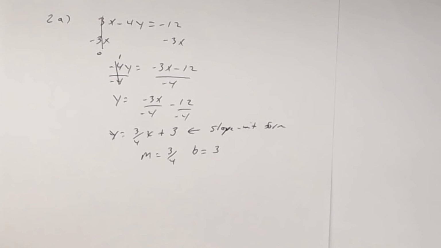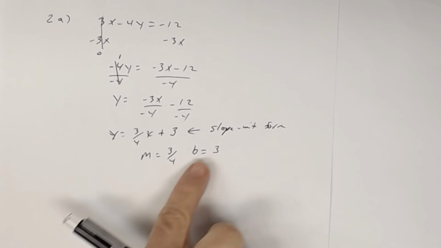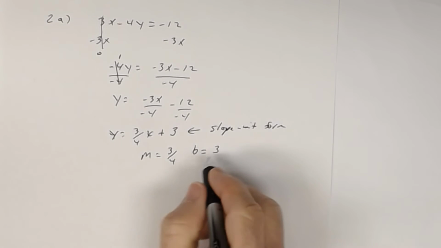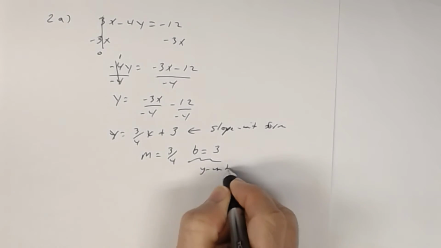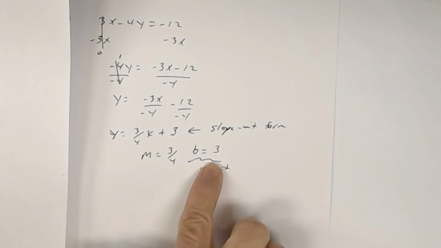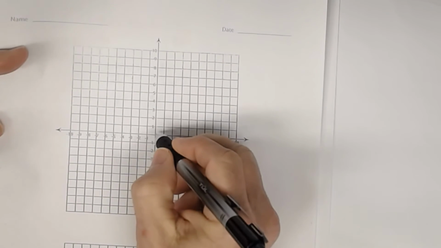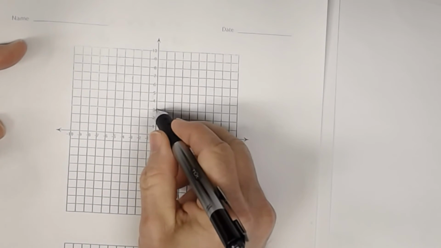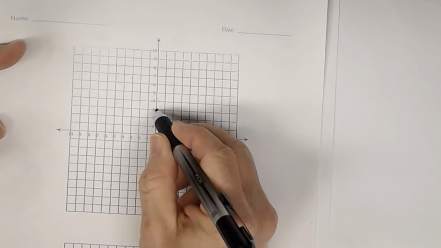All right, now let's go ahead and graph it. So here's how you're going to graph. Very easy now. Remember, to graph this line, you need 2 points. The y-intercept is one of them. So the y-intercept here is a positive 3. So you're going to go to positive 3. That's right here. So that's where the graph crosses the y-axis.